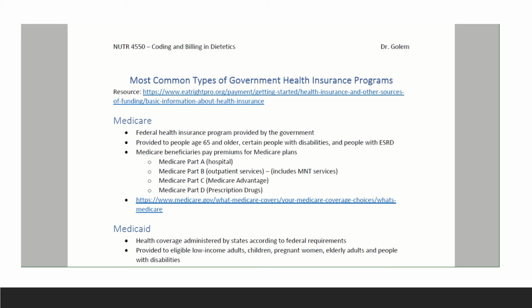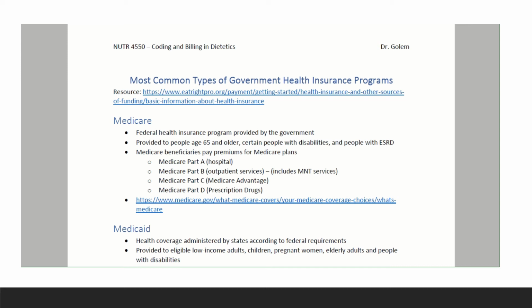Medicare Part A covers medical care in a hospital. Medicare Part B, which you'll hear a lot of, covers outpatient services, which includes a lot of the MNT services that are covered by Medicare. Part C is Medicare Advantage, and again, we'll talk more about this later and in more detail. And then Part D covers prescription drugs.